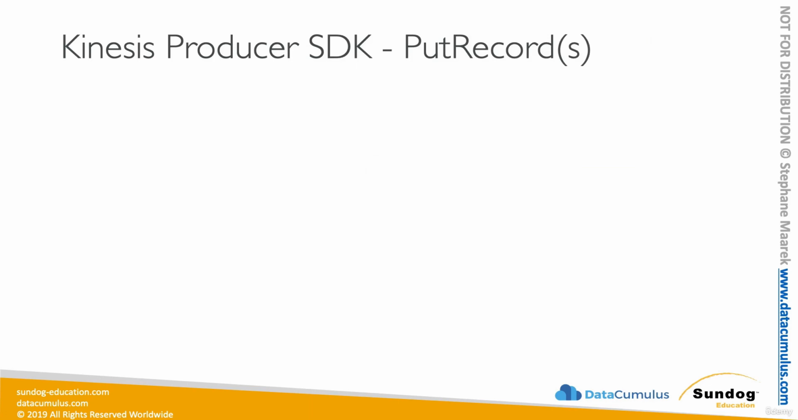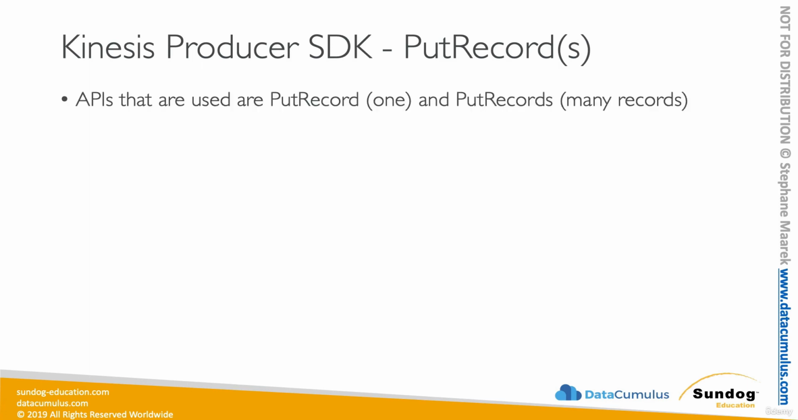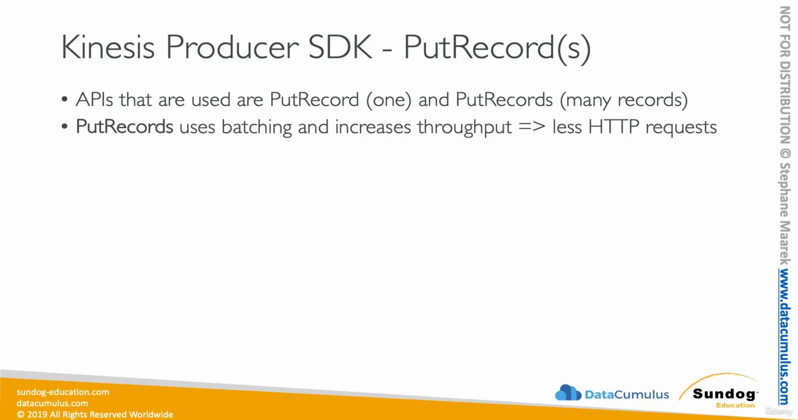So the first one is to use the Producer SDK, and that uses the PutRecord or PutRecords API with an S. So anytime you see PutRecord, that means SDK. With PutRecord, as the name indicates, you send one record, and if you use PutRecords with an S, you will send many records. PutRecords will use batching and therefore increase your throughput.